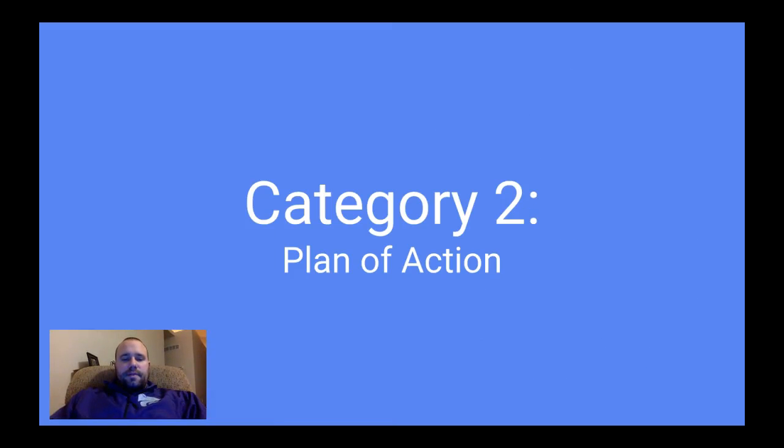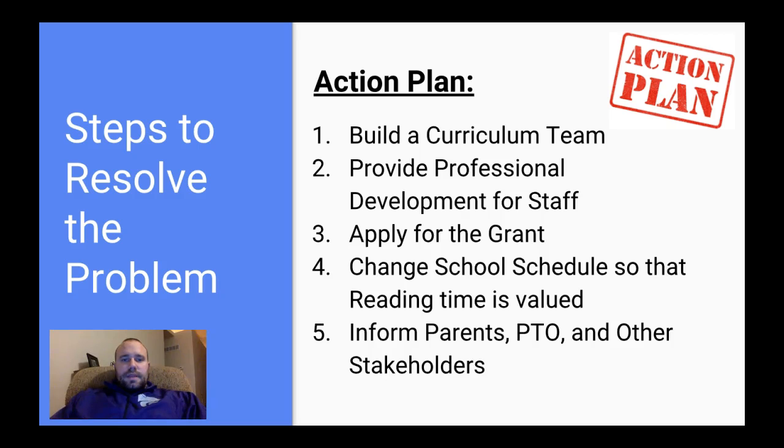Category 2 is identifying the plan of action. In my plan of action, I have 5 steps. The first one is build a curriculum team. Provide professional development for the staff would be the second one. Third would be to apply for the grant. And then 4, change the school schedule. And then 5, inform parents, PTOs, and other stakeholders.